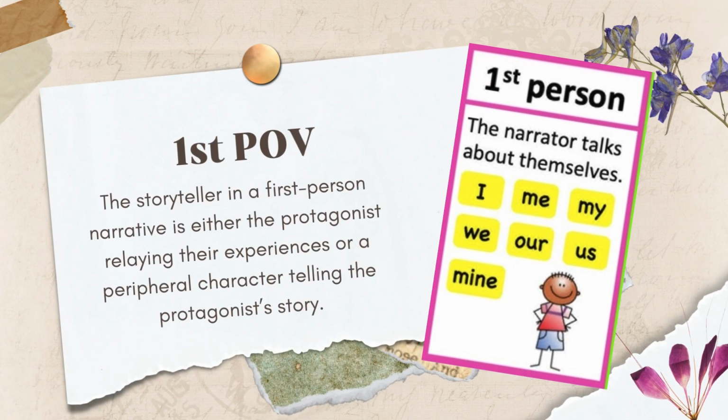The first point of view is called first person point of view. The storyteller in the first person narrative is either the protagonist relaying their experiences or a peripheral character telling the protagonist's story. So you as a reader is the one who is doing the talking. So if you're reading it in the perspective of the protagonist, you are now the protagonist. So that's why in the singular, we use I, me, my, and mine. And then for the plural, we have we, our, and us.